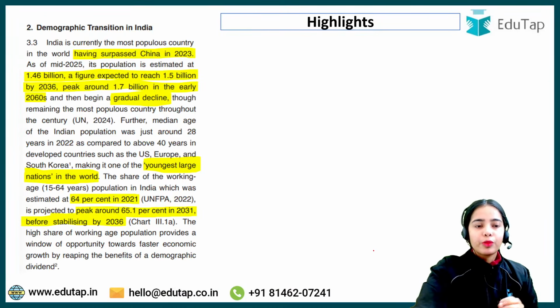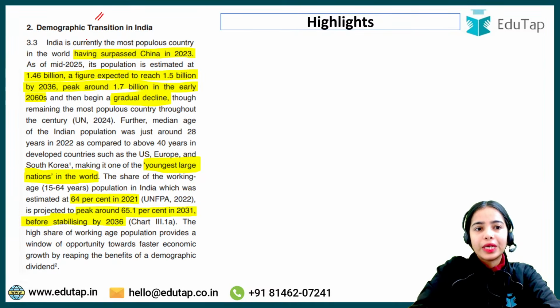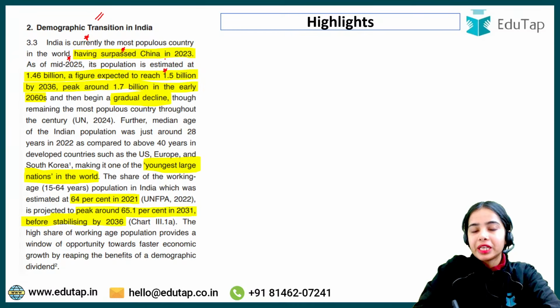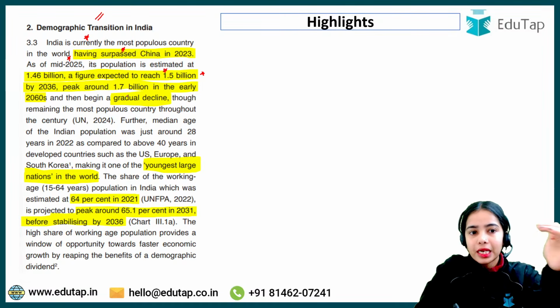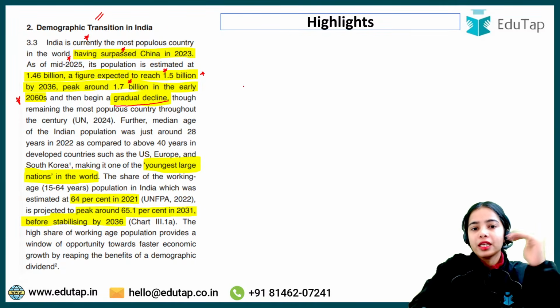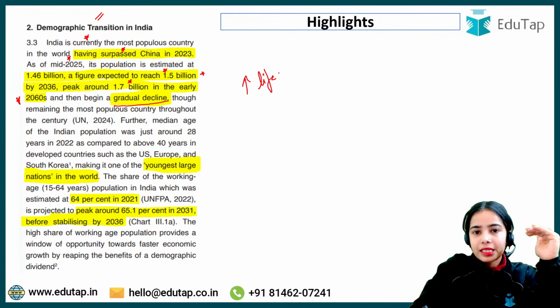Moving forward with the demographic transition in India. India is currently the most populous country in the world, having surpassed China in 2023. As of mid-2025, the population of India is estimated at 1.46 billion, a figure expected to reach 1.5 billion by 2036 and peak around 1.7 billion in the early 2060s, and then begin a gradual decline with higher life expectancy and lower fertility rate.